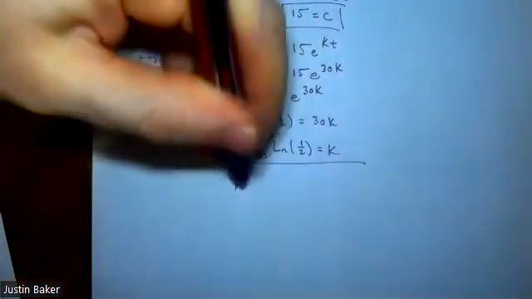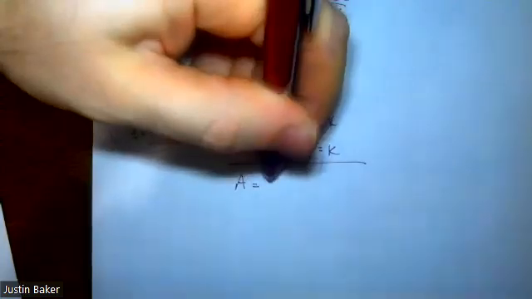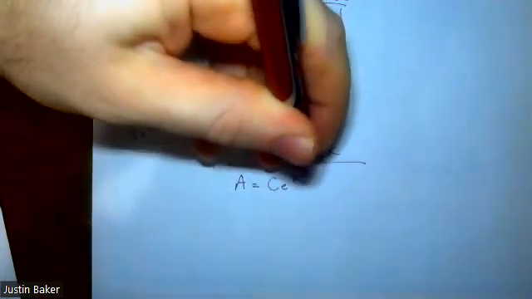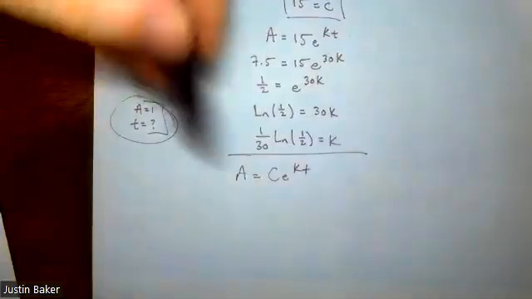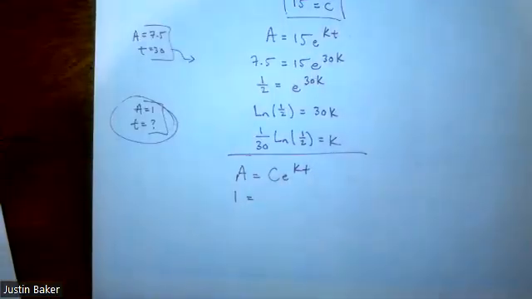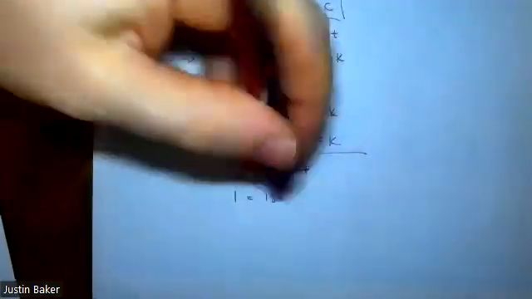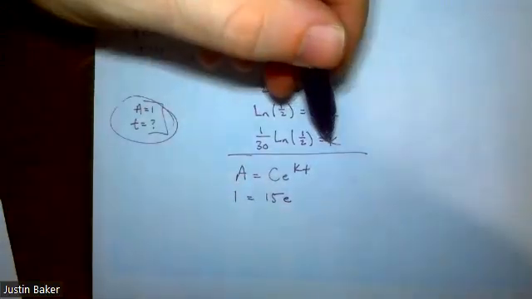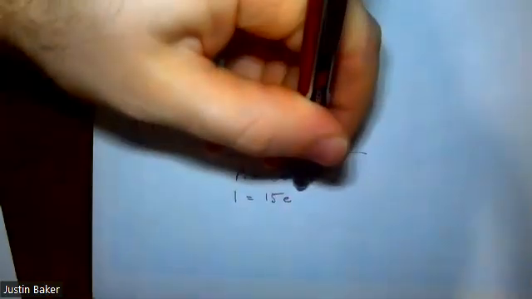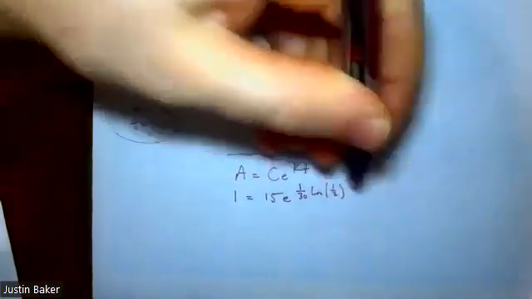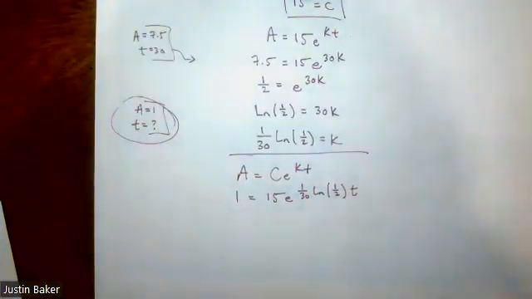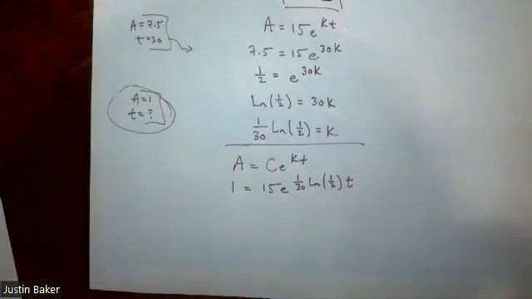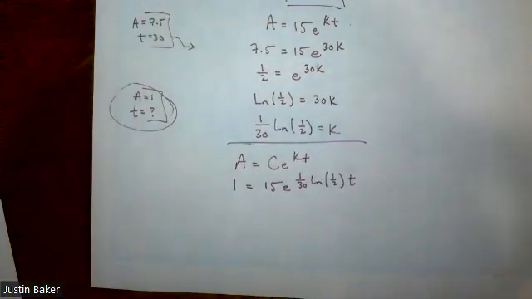So this would be amount is equal to C e to the KT. So we'll plug in everything we know. A is 1. From up above, we know C is 15. E is raised to the, we know what K is, and we want to solve for T. So this is 1/30 natural log of a half, and we've got a T back there. So now whenever we solve this for T, that should get us to an answer.